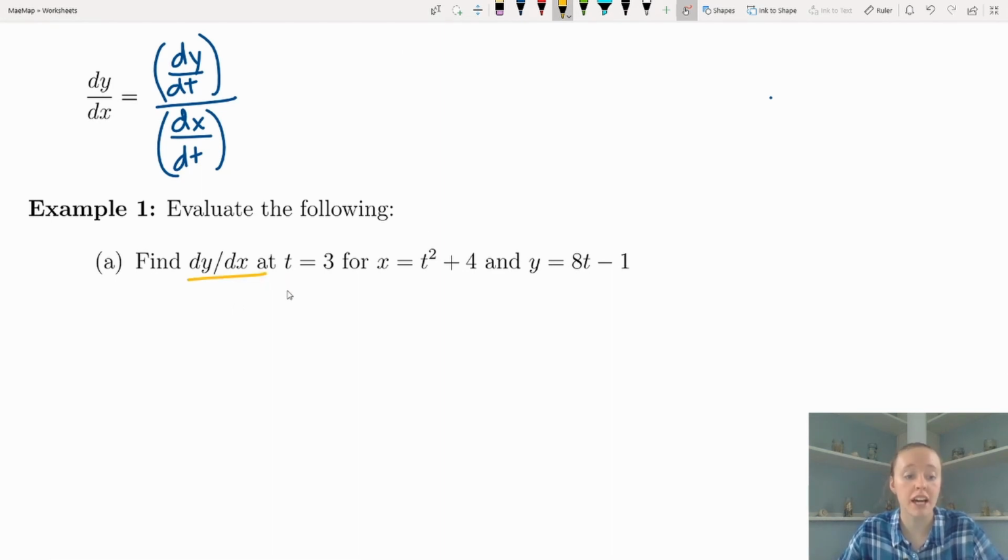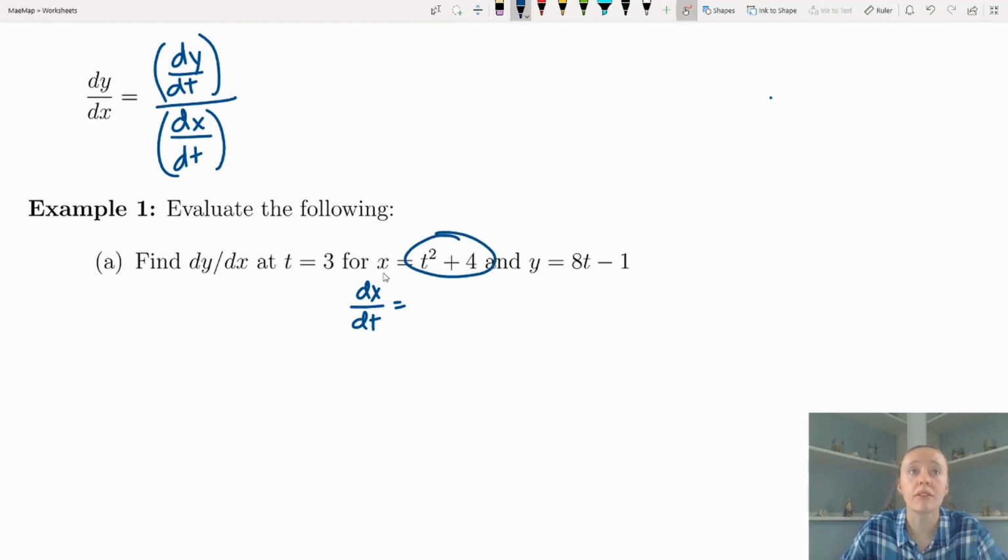So knowing that, let's evaluate the following. We're going to find dy dx at t equals 3 for x equals t squared plus 4 and y equals 8t minus 1. So what I'm going to do first is find dx dt, which is taking the derivative of x with respect to t. The derivative with respect to t of t squared plus 4 is 2t. Now I'll find dy dt. That's taking the derivative of y with respect to t, and the derivative with respect to t of 8t minus 1 is 8.